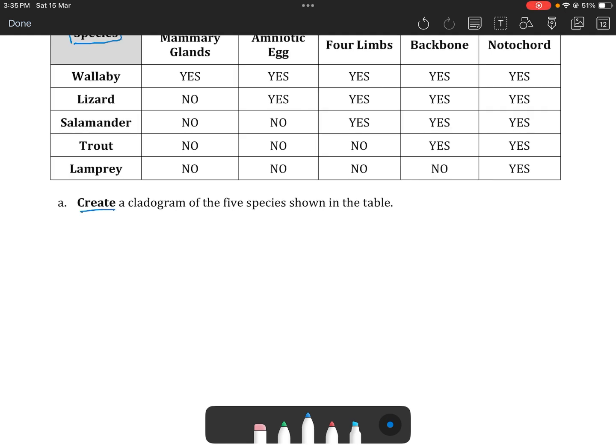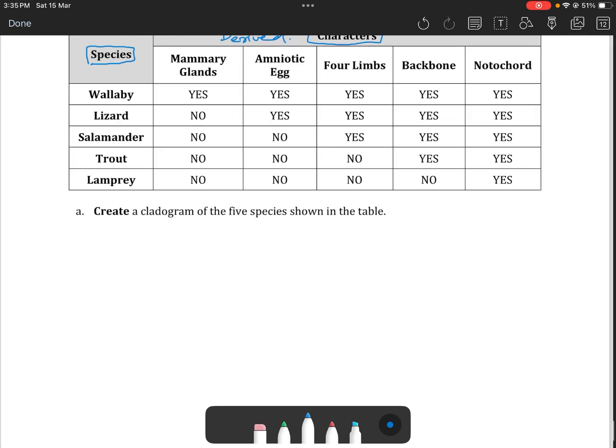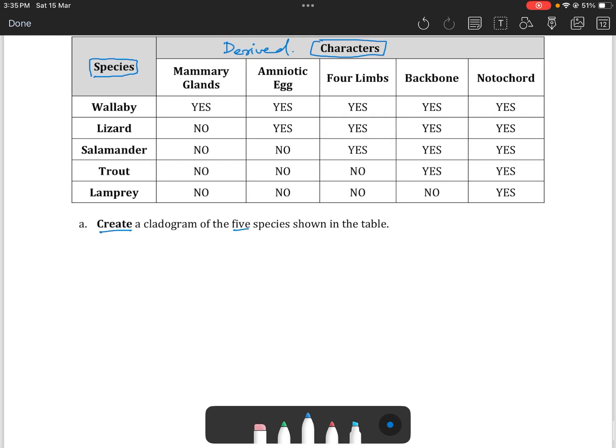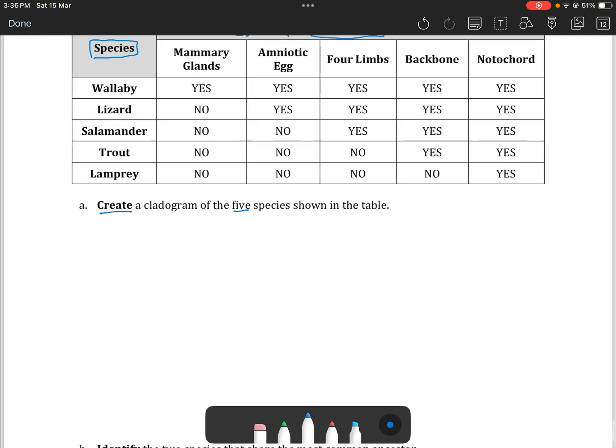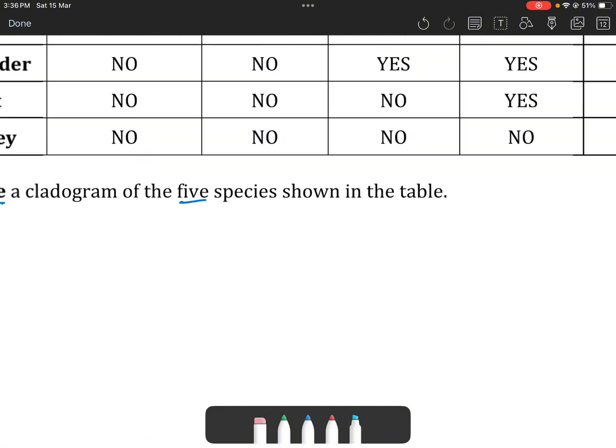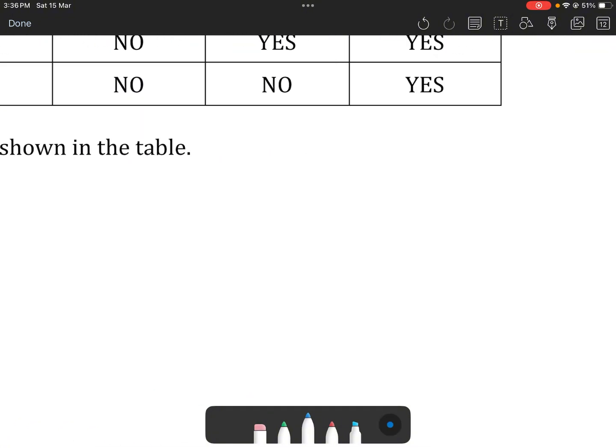Create a cladogram for the five species shown in the table. Now, very important thing over here, that you need to create a cladogram. The best rule to create a cladogram is number one, diagonal line. Okay, so I will put the rules over here. Rule number one, draw a diagonal line.